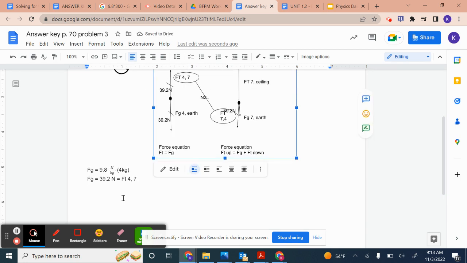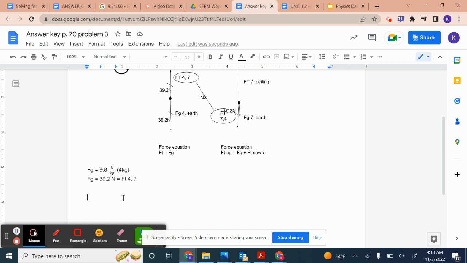Now, I am going to use the same Fg equation to solve for the force acting on the 7 kilogram mass. I'm going to put 7 kilograms in for my mass. I'm going to do 9.8 times 7. And I get 68.6 newtons.